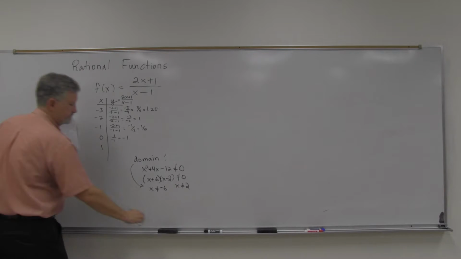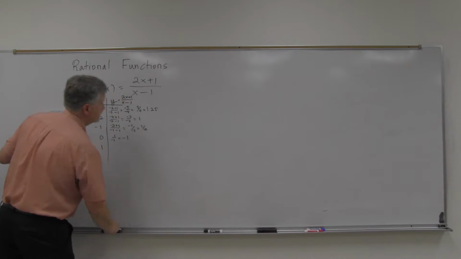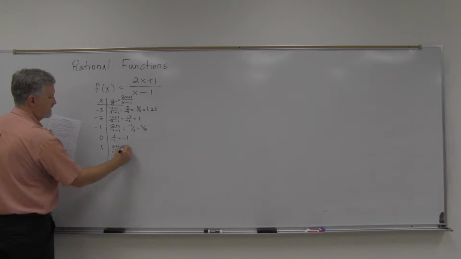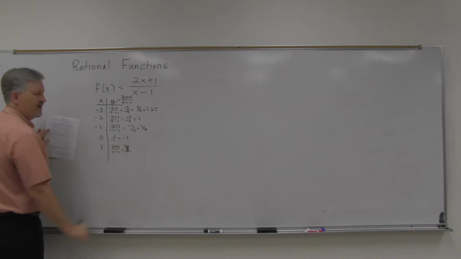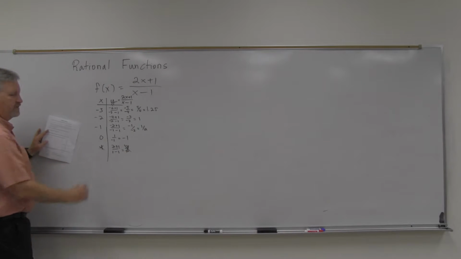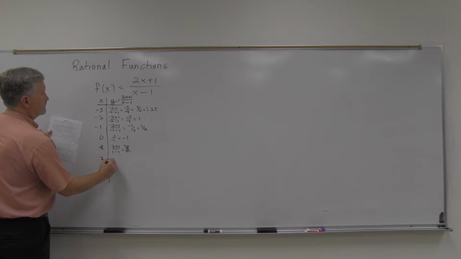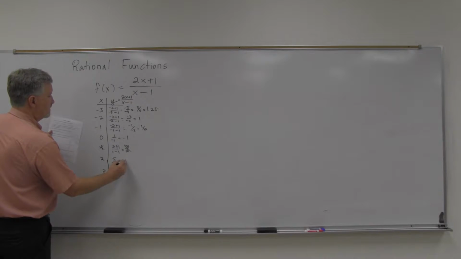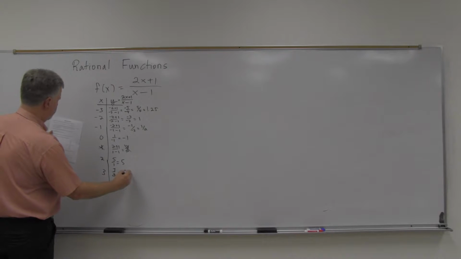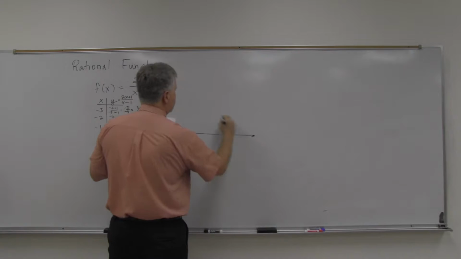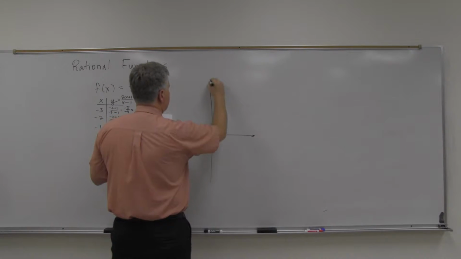Now what about 1? Well, if I do 1, it would be 2 plus 1 over 1 minus 1. That's what we were just talking about, isn't it? You can't divide by 0, and so there's nothing happening at 1. And then 2 and 3, what do we get there? 4 plus 1 would be 5 over 1, that's 5. And then 3, we get 7 over 2, 7 halves or 3 1/2. So I've got a place here.